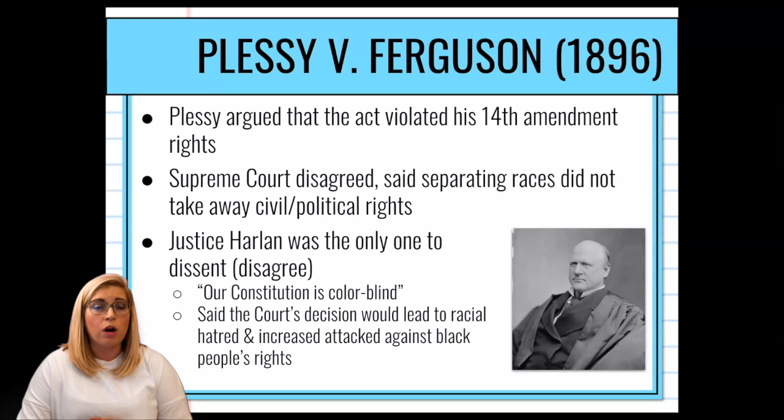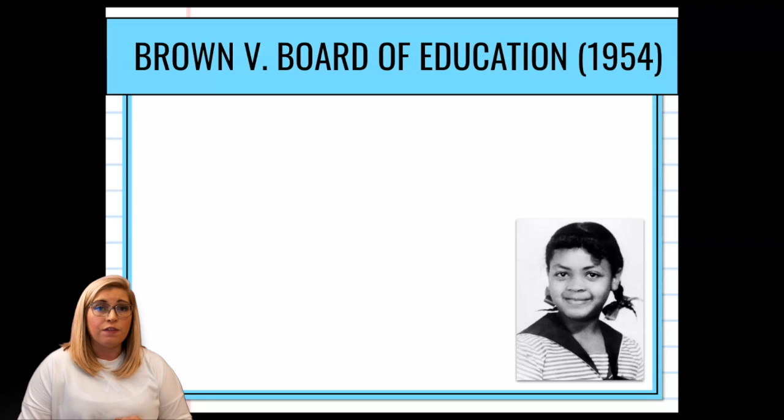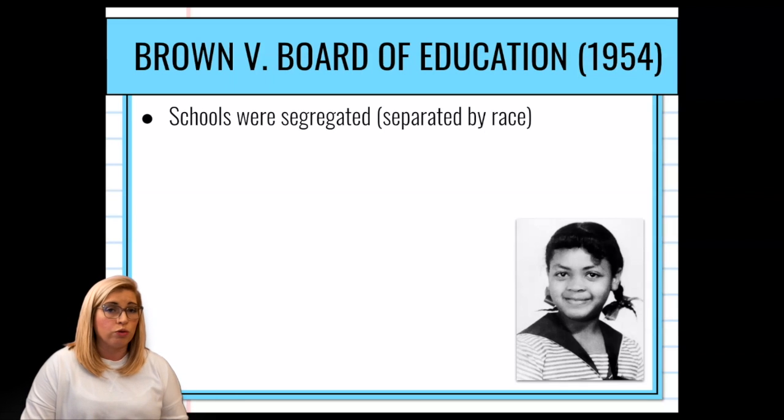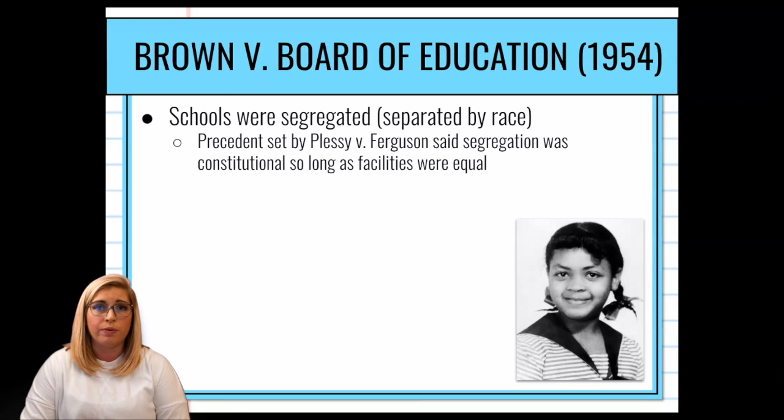separate places to sit in a diner or a restaurant, separate entrances for anything. Everything was separated, separate schools. And so that's the way life was set up, because this court case said it was okay, said it was constitutional. Fast forward to 1954. Schools, as I said, were segregated or separated by race. They had schools for black children, they had schools for white children.